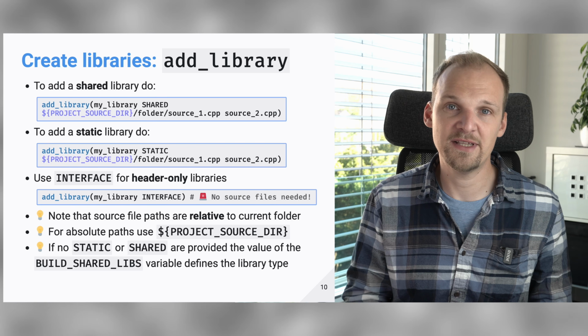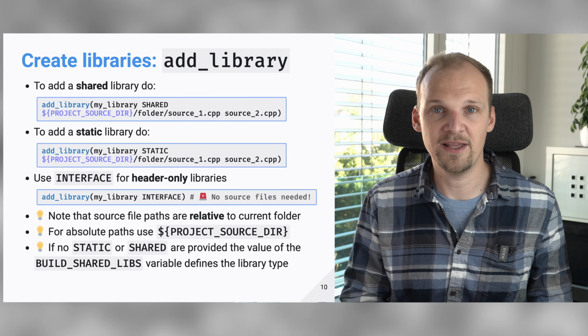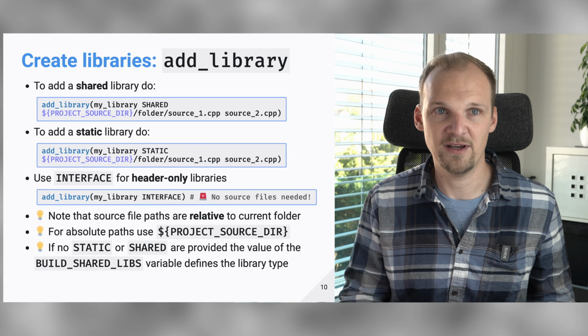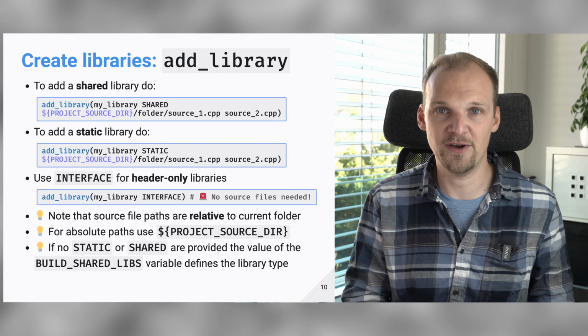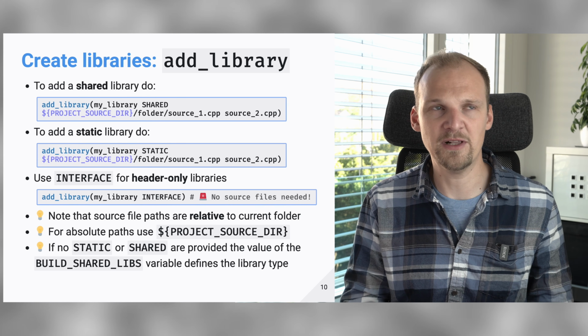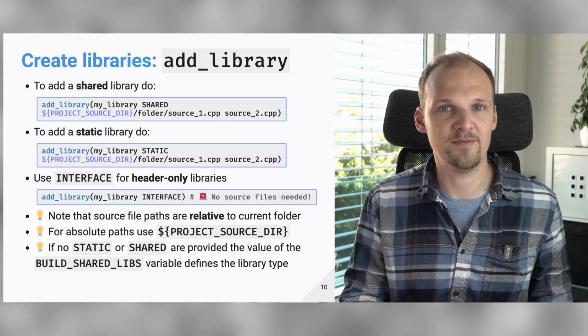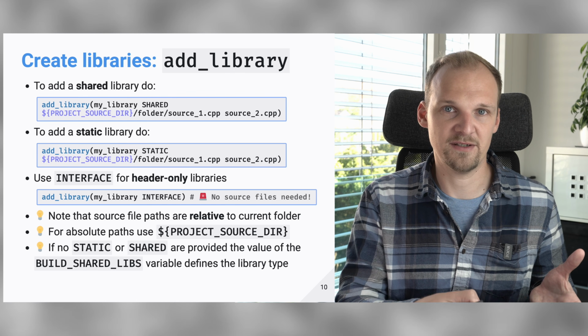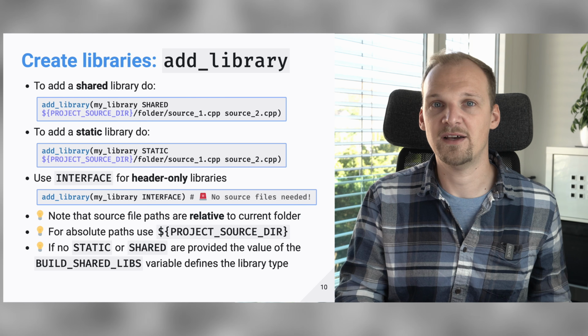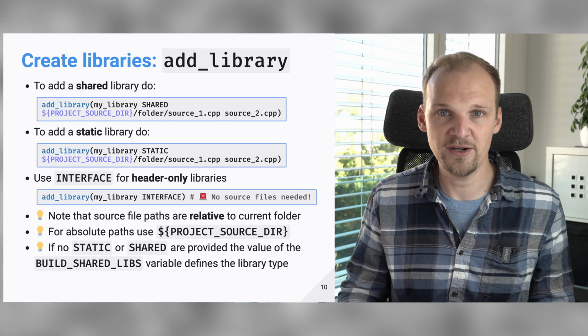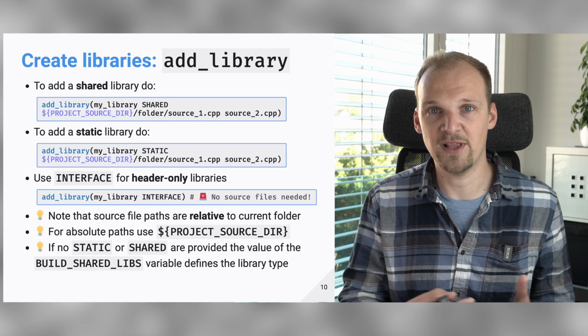If you do not provide the static or shared explicitly, then this will be guided by the value stored in the variable, I think it's called build shared libs. So if build shared libs is true or on, then every library will be shared, and if it's false, then every library will be static.